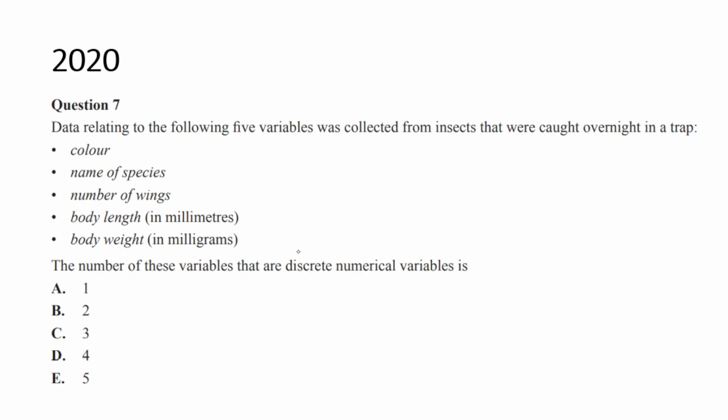The number of these variables that are discrete numerical variables is, well, we can rule out color, that's categorical. Name of species, also categorical. Number of wings, well, that's got to be a whole number, so that is discrete numerical. And the other two, while both being numerical, length and weight, are actually continuous variables, so they're also not what we're after. So the answer is 1. There is one discrete numerical variable.